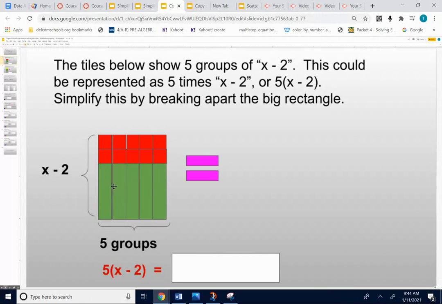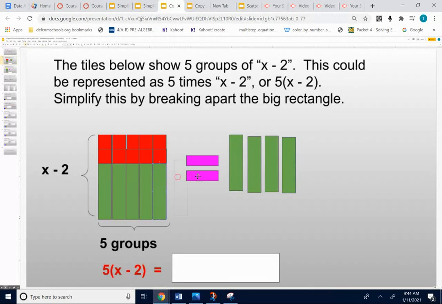Now to simplify this, we want to separate stuff. So we're going to take those pieces on the original shape in the big rectangle, and we're going to split them all apart. So when I do that, putting my rectangles first, I'm bringing over my red squares. I'm just taking the big rectangle and breaking it all apart.